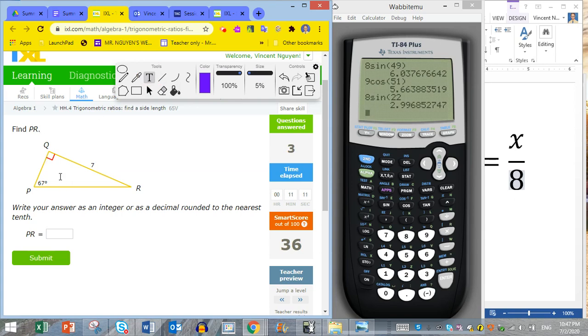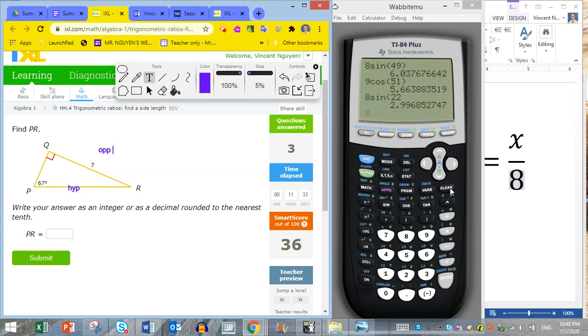So look at PR. PR is the hypotenuse. We are looking for that, so we are using that side. And what's given to us is opposite. Now, this is still opposite over hypotenuse, but this problem is different because we are not looking for the opposite side. We're actually looking for the hypotenuse. So it is a little different, and I want to show that to you.